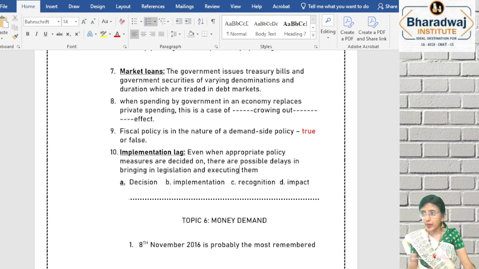Shall we go for money demand? Are you ready for money demand? Have you noted the answers?